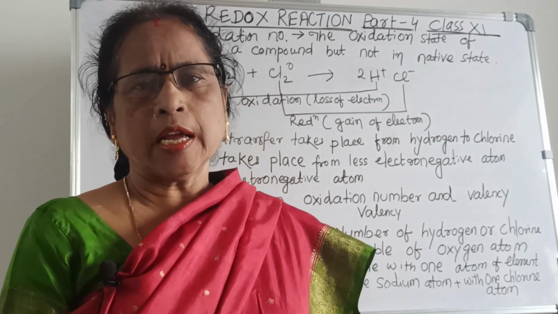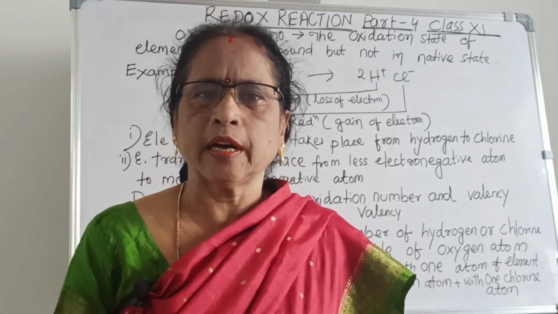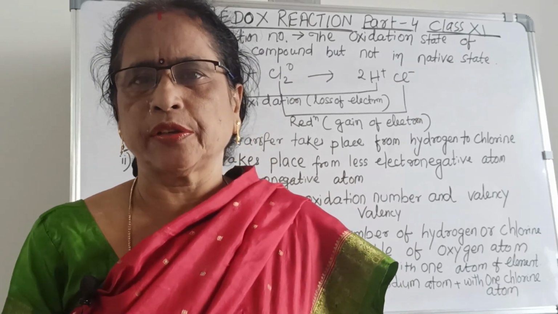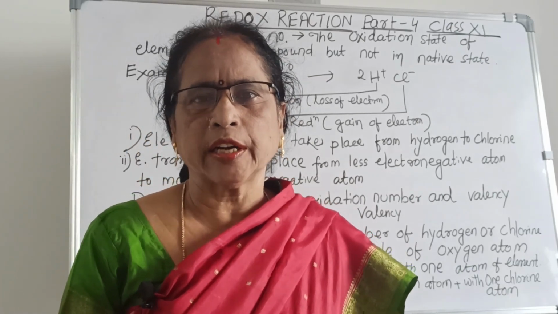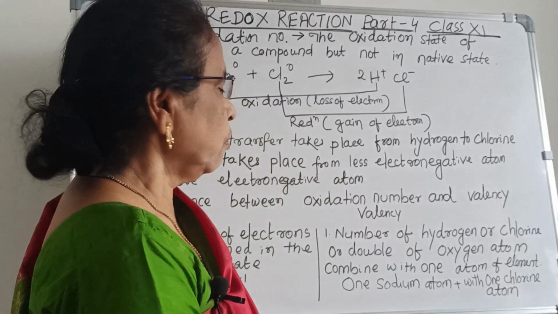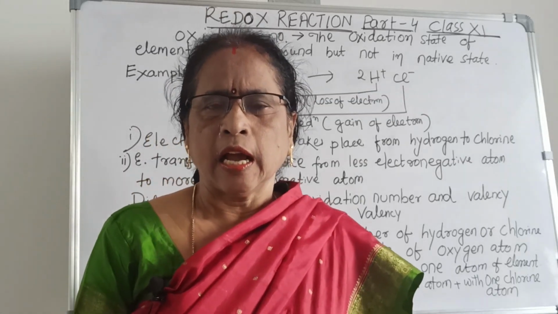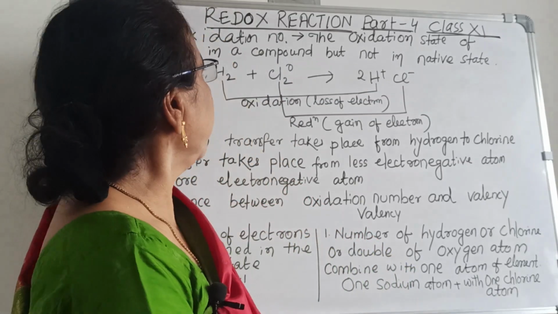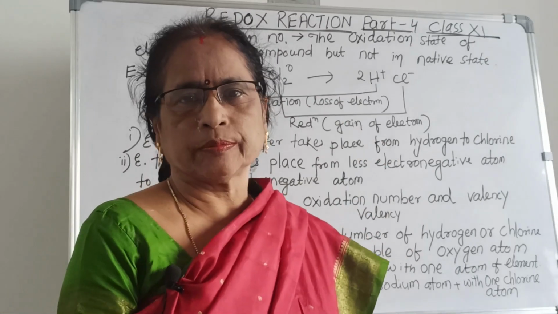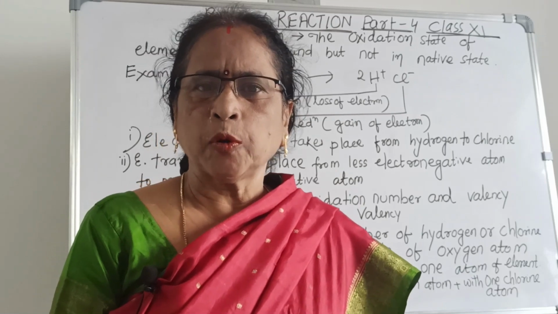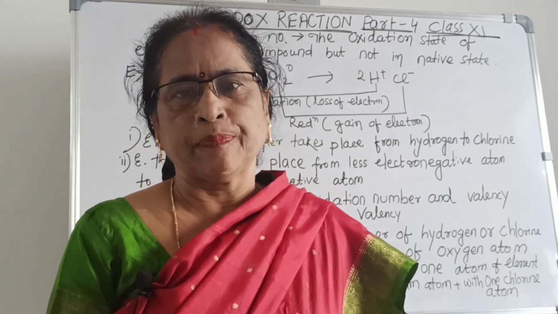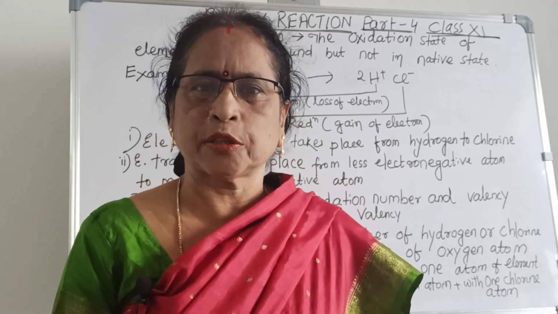Now, I have already explained the chapter Redox Reaction of 11th class: what is a redox reaction, what is oxidation and reduction, and what is the electronic concept of redox reaction, oxidation and reduction. Now I am going to explain the redox reaction for 11th class, part 4. In part 4, I am going to explain what is meant by oxidation number and valency, and how both are related in a reaction.